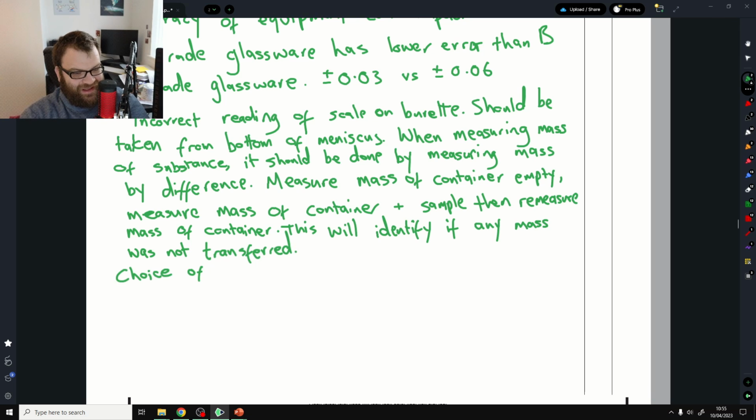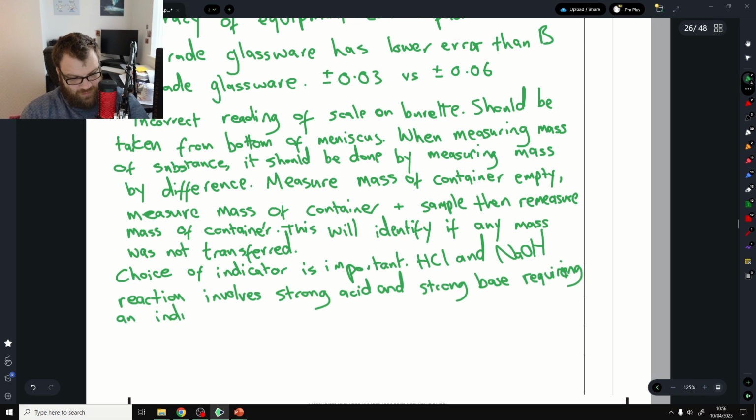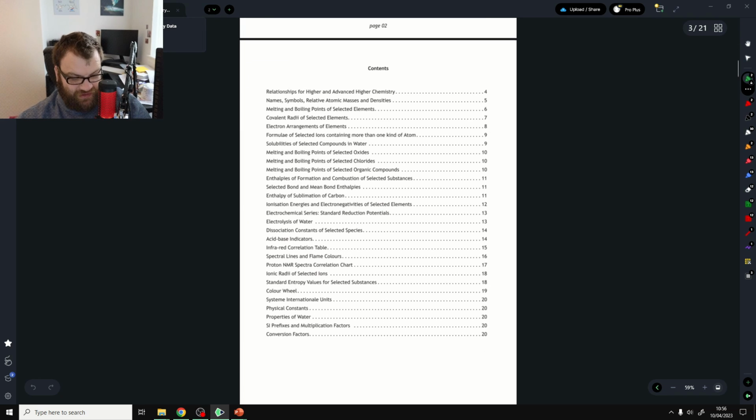Your choice of indicator will matter depending if you're using strong or weak acids and bases. Got hydrochloric acid and sodium hydroxide. So we have a strong acid and a strong base. We want an indicator that will change colour around about pH 7. We could then bring in the data booklet and we can look at the different indicator values that they give us.